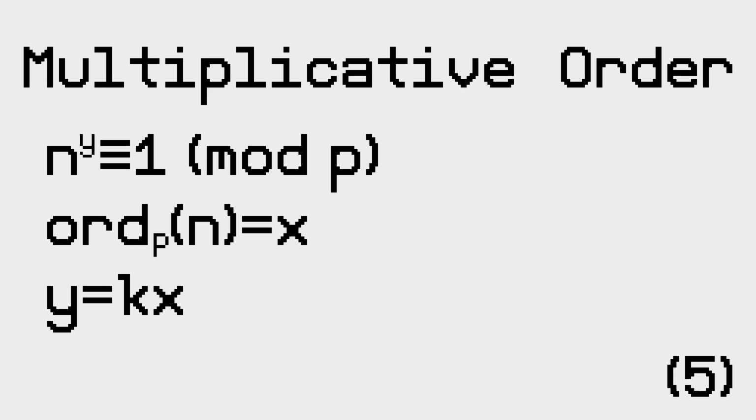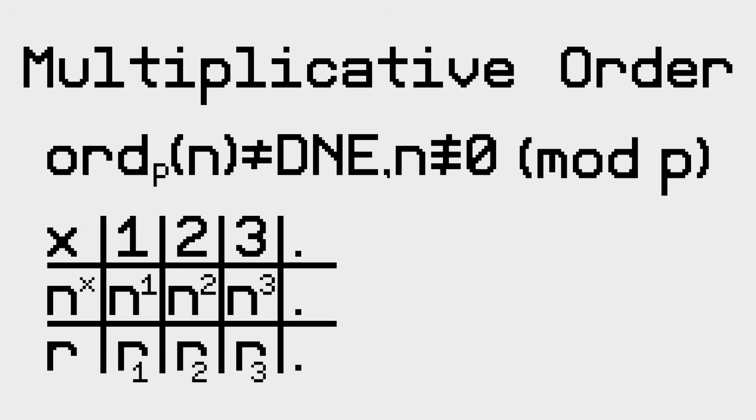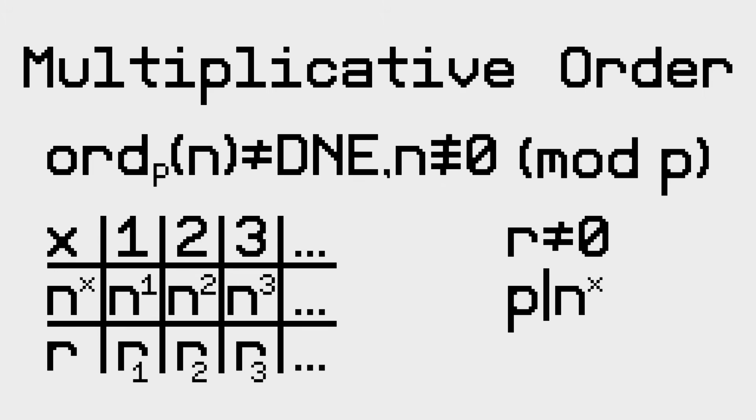Before we continue, we should also prove that the order exists for any n modulo some prime p as long as n is not a multiple of p. If we keep track of all the residues of n to the x mod p, we will notice two things. The first is that the residue is never 0. Otherwise, p would divide n to the x. This means p would also divide n. This contradicts the statement that n is not a multiple of p.